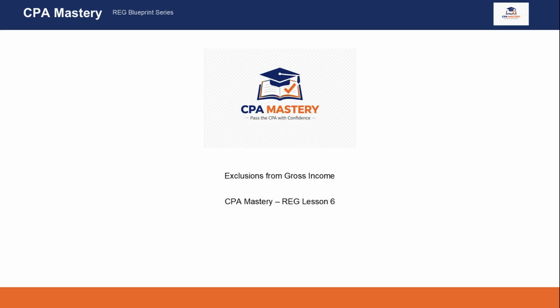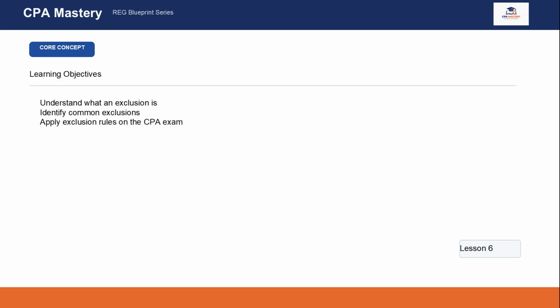Understanding these exclusions is important for the CPA exam because questions often require you to determine whether an item should be included in gross income or excluded from it. By the end of this lesson, you should understand what an exclusion is and recognize several common exclusions tested on the REG exam. In this lesson, we have three main objectives.